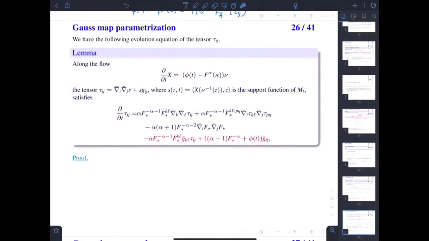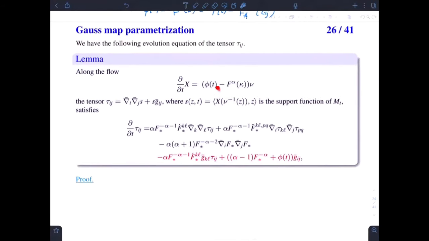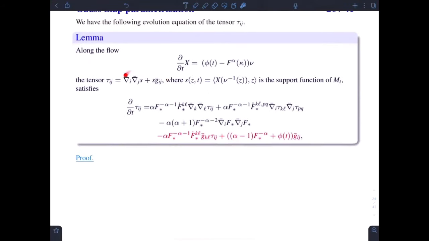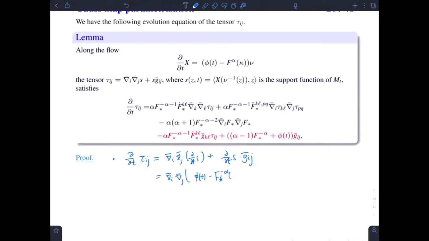For the flow, we just apply the evolution equation of s. Because along the flow, we have the evolution equation of s in the previous lemma here. And the tau_ij is defined as this, so we can just apply this equation: partial t tau_ij is given by ∇_i ∇_j of partial t s, plus partial t s times g bar_ij. And then put in the evolution equation of s, phi t minus f star minus alpha, and plus phi t minus f star minus alpha tau g bar_ij.